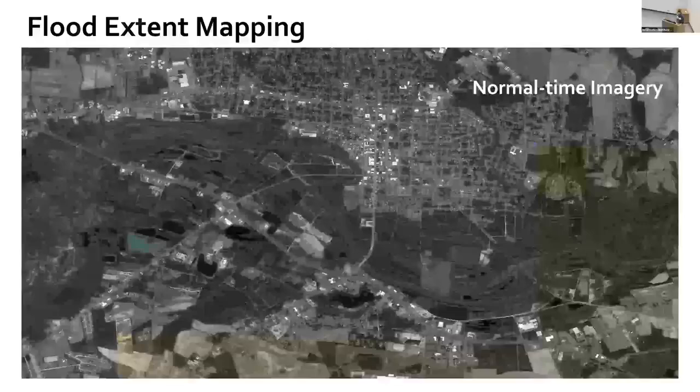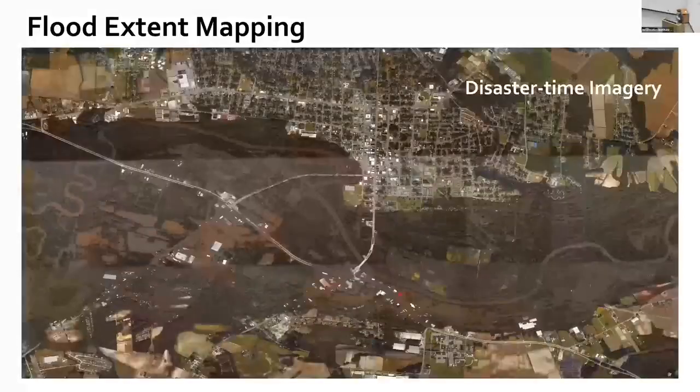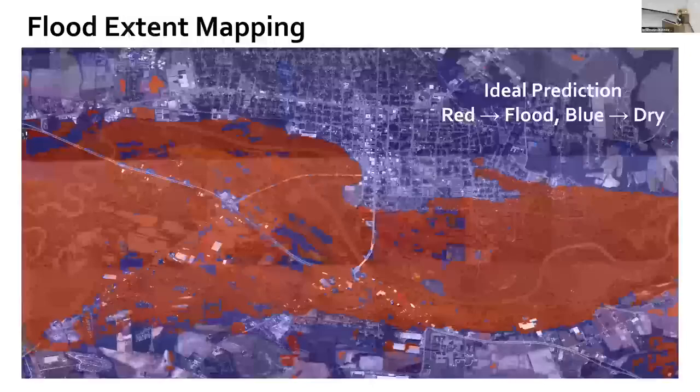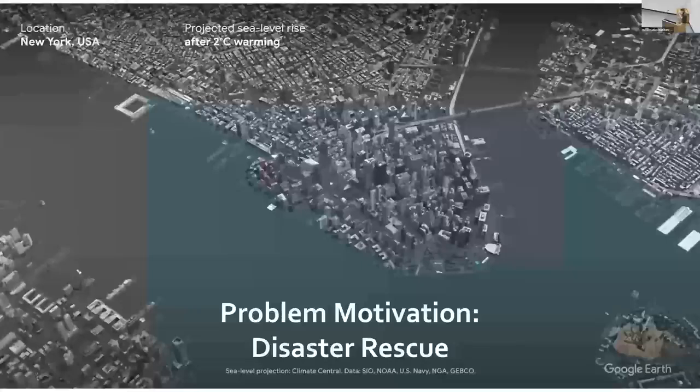So this is a normal time image, and then when the flooding comes, you can see a lot of the places are flooded. Our goal is, for example, to predict which pixels are flooded, marked in red, and the blue pixels are dry. These problems have a lot of implications and social impacts. For example, you want to schedule disaster rescue, and for climate change, you want to see where places are under the water.